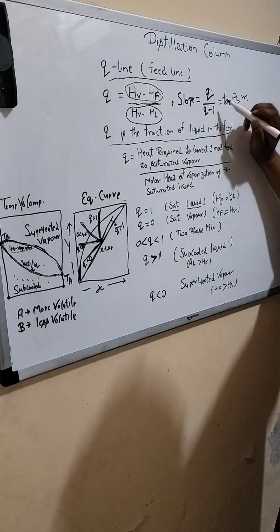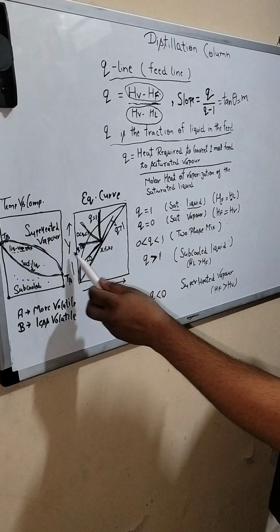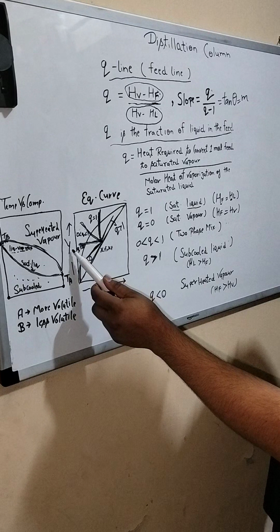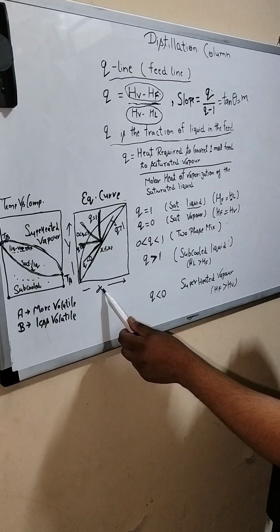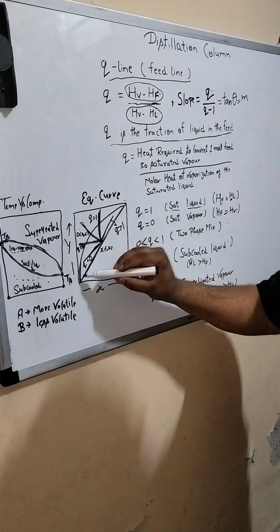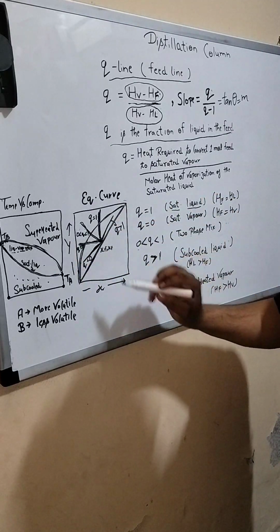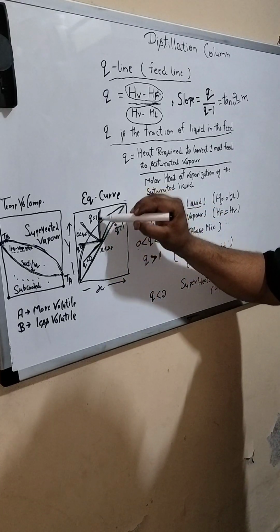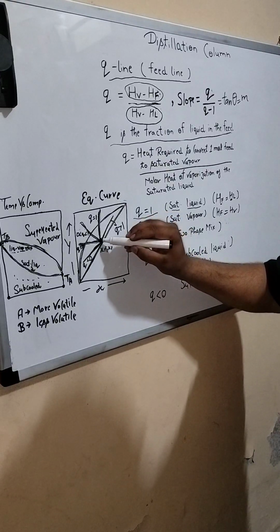So when you plot the graph in the equilibrium curve, y versus x, here y is the mole fraction of the more volatile component in the vapor phase, and x is the mole fraction of the more volatile component in the liquid phase. There is a diagonal line. This is the equilibrium curve between y and x, and for q equal to 1, when you draw the line like this, it starts from the diagonal and goes vertically.